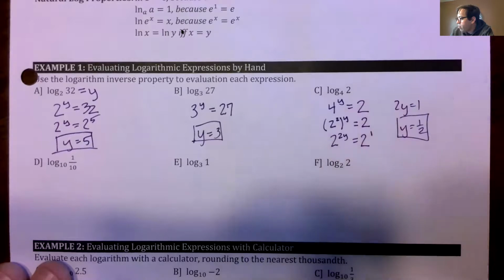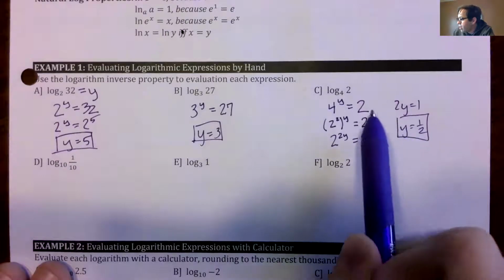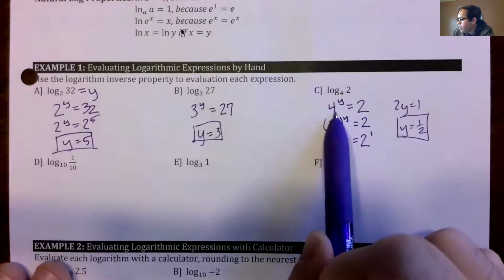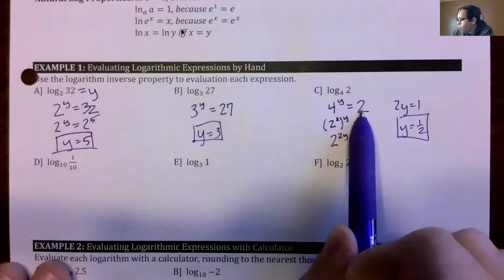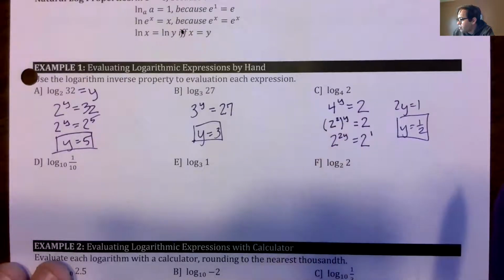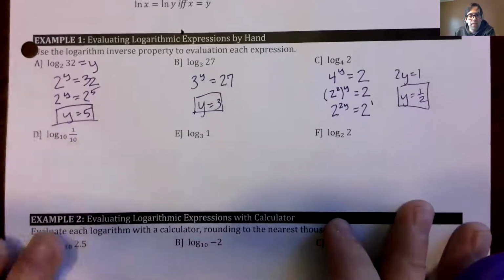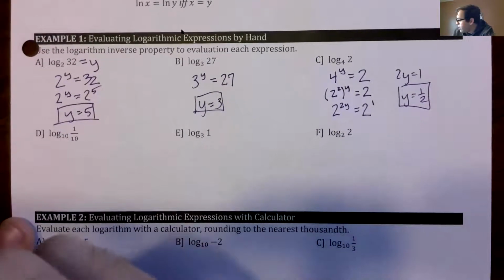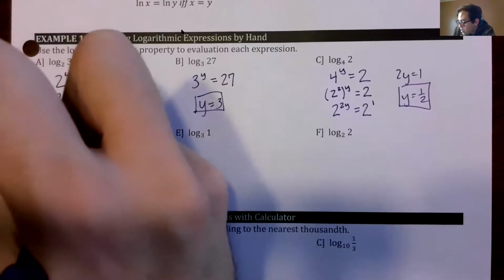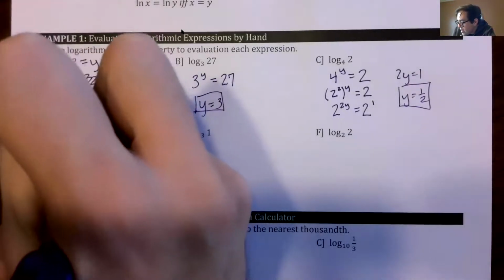It's kind of a roundabout way to do that. You could also think about that. We could rewrite this side as 4 to the 1/2 because 2 is the square root of 4, and then you'd see right away that y equals 1/2. But anyway, we got that answer. We keep going down here. We get 10 to what power equals 1/10.